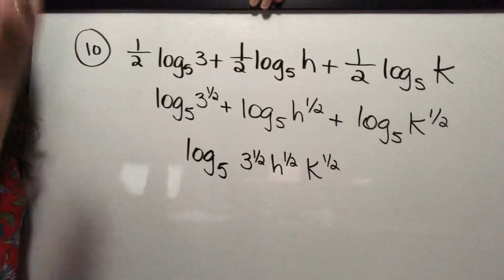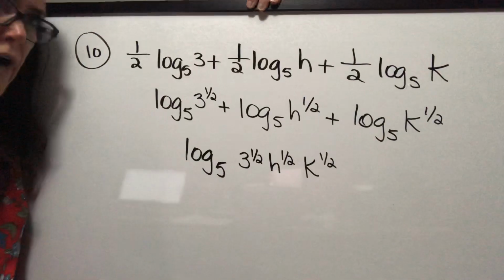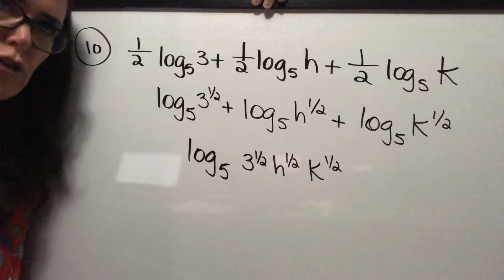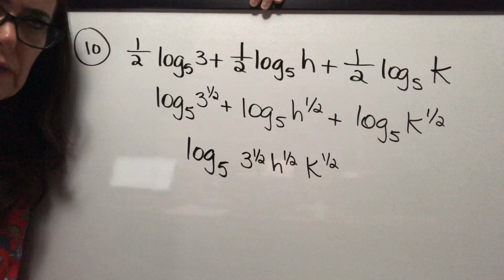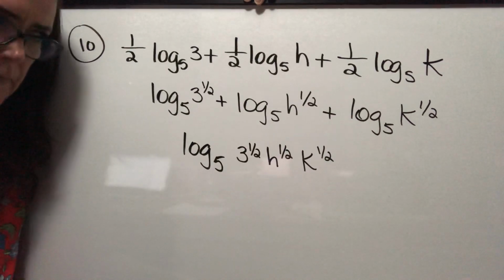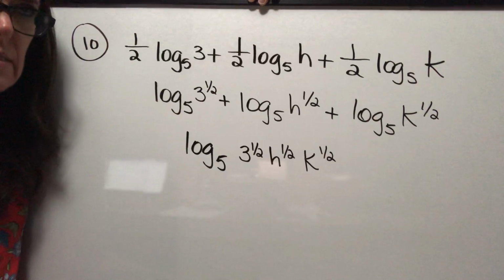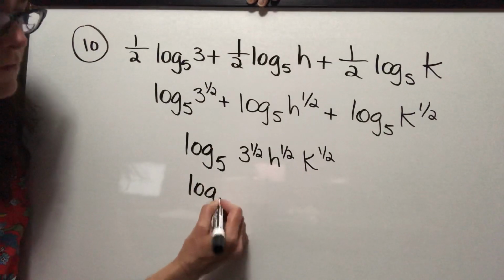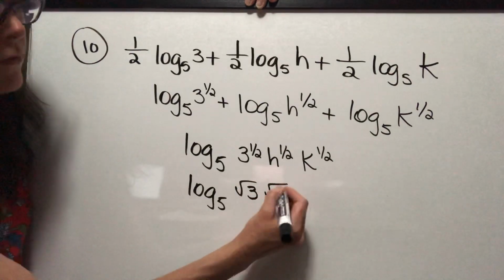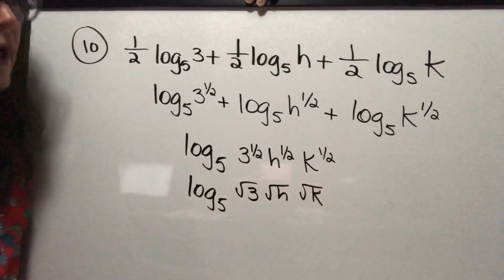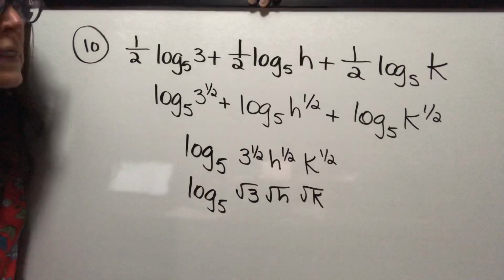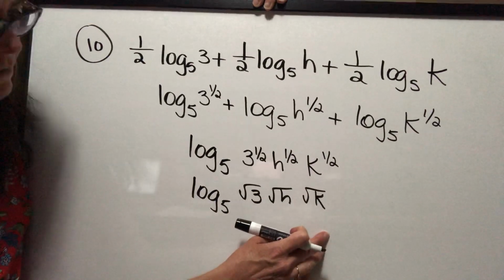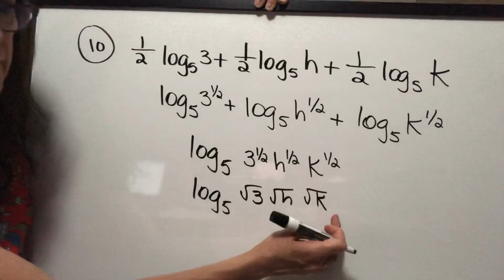Now keep in mind that anytime you see a fraction for an exponent, that's called a rational exponent. Any rational exponent can be rewritten as a radical, and a half power is the same thing as a square root. So it would be log base 5, square root of 3, square root of h, and square root of k. Half power means square root. But you would probably never leave it as 3 separate radicals. You would just multiply these numbers together.